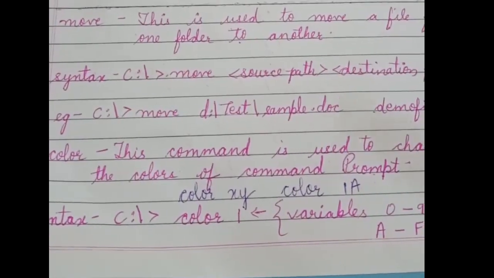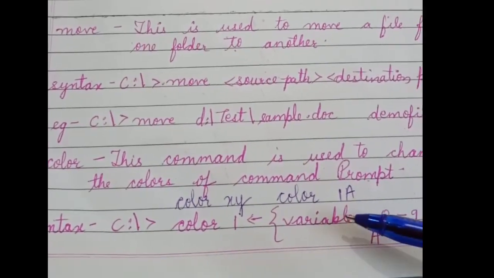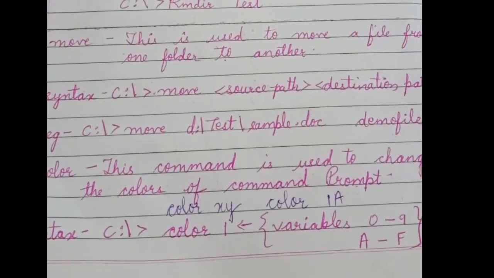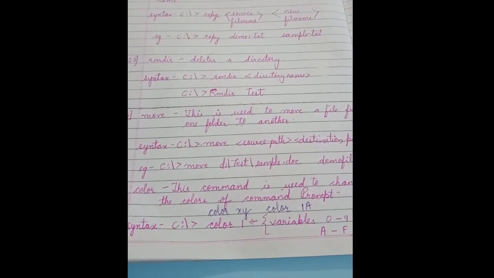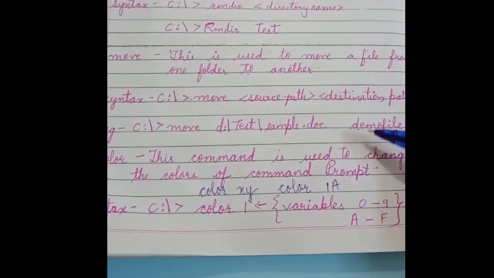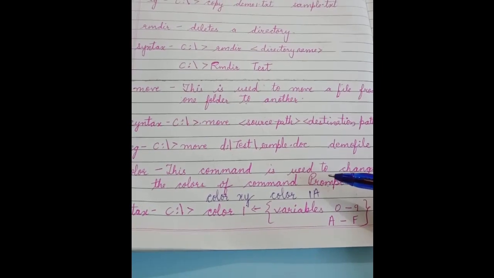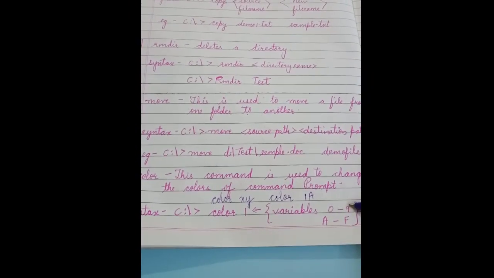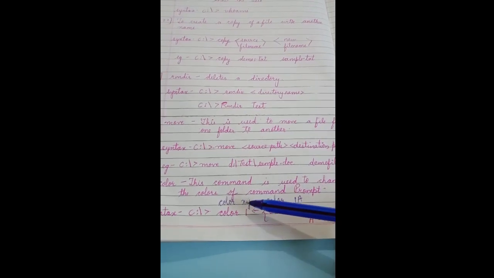Let's see an example with both variables. Our example is color 1A. This will change the color of both text and background. 1 will be the color of the terminal's background and A will be the color of the font. The two variables, that is X and Y, can be numbers or alphabets. Numbers from 0 to 9, and alphabets from A to F. You can use numbers and alphabets. So these are the two variables X and Y you can use.